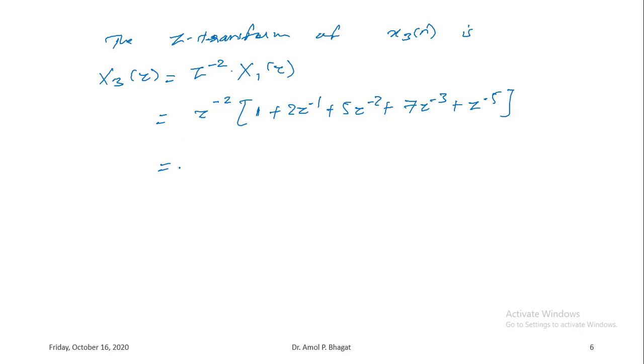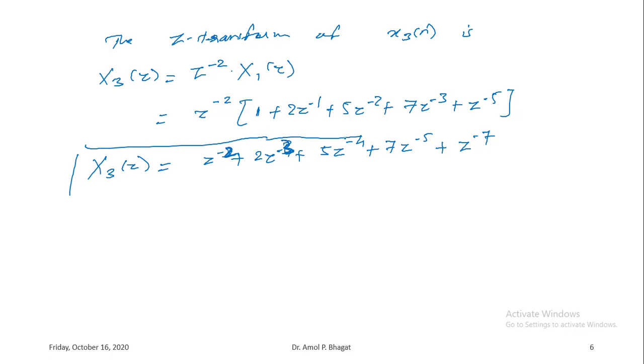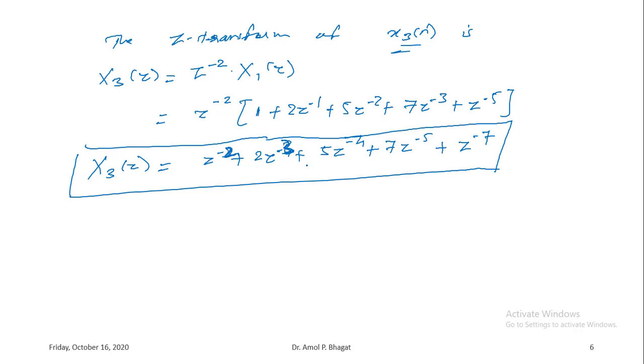Okay, so if I multiply this z to the power minus 2 with the bracket, I will get z to the power minus 2, z to the power minus 3, right? 5z to the power minus 4, plus 7z to the power minus 5, plus z to the power minus 7. So this is the required Z transform of signal x3 of n.